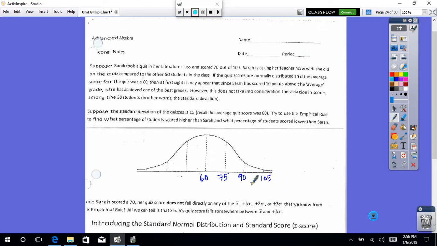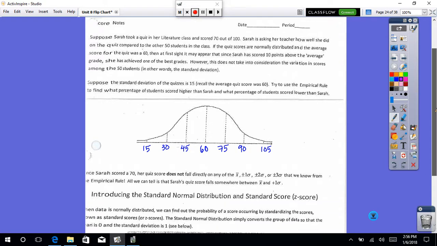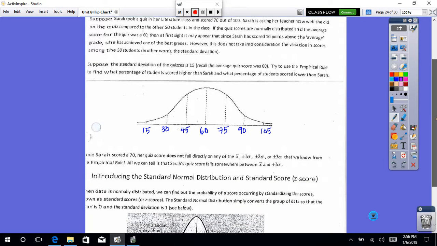Okay, and subtract the standard deviation in the other direction. Okay? So now that our box is set up, it says suppose the standard deviation is 15. Use the empirical rule to find what percentage of students actually scored higher than Sarah and what percentage scored lower than Sarah. Okay, there's a problem.